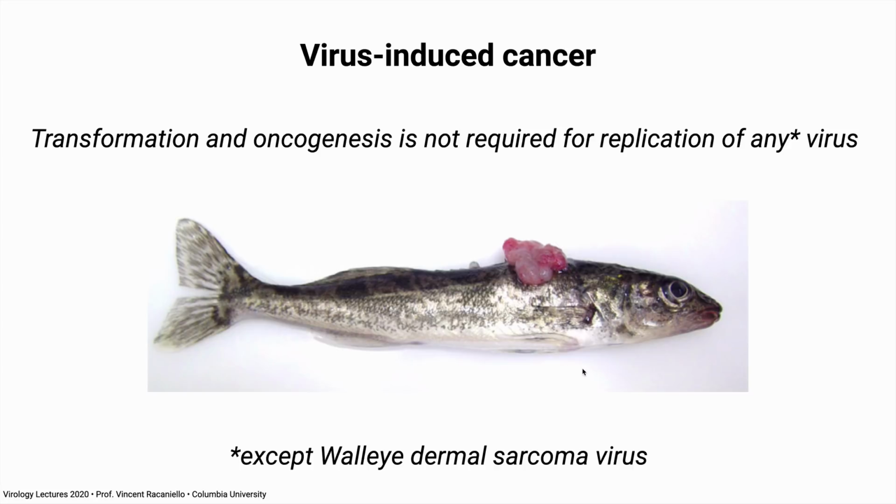For all other examples that we're going to talk about today, transformation and oncogenesis are not needed for their replication. They are accidents. Yet for us, studying them, great accidents, because it taught us a lot about cell growth control.